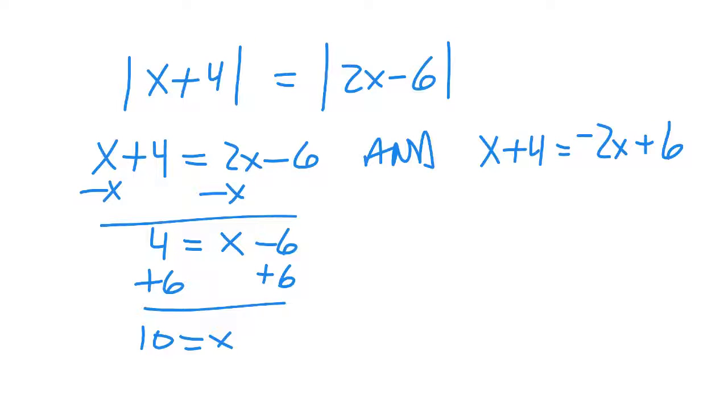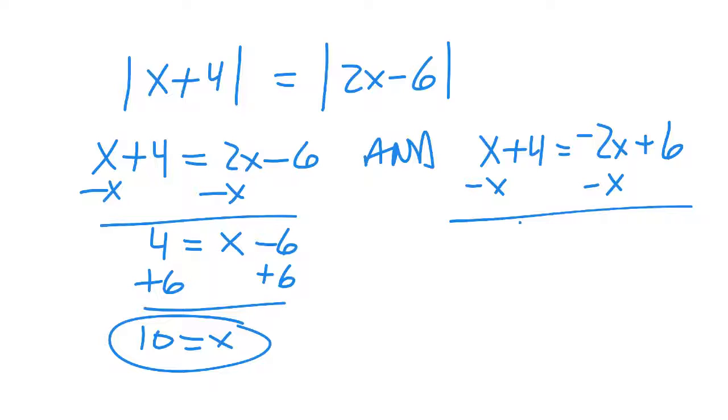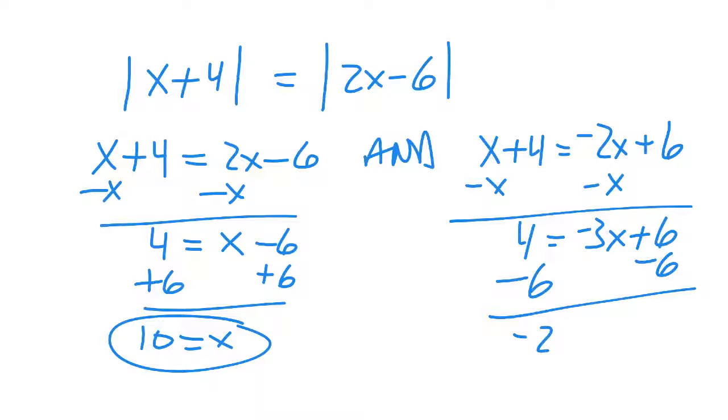So x is 10. And over here, subtract x. Subtract 6. Divide by negative 3. x looks to be 2/3.